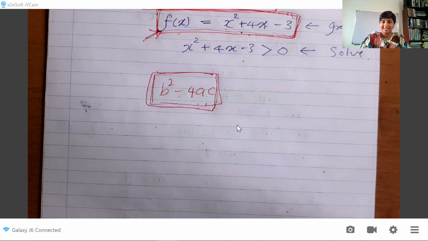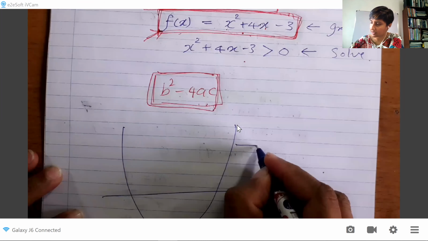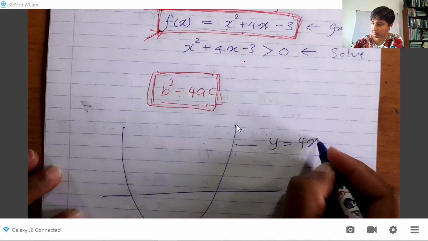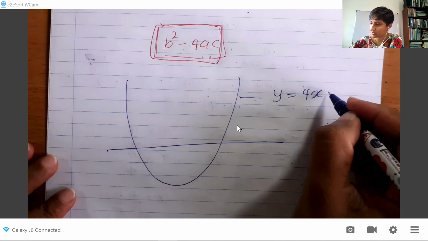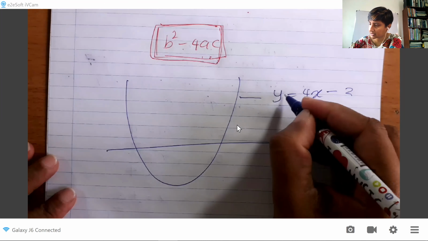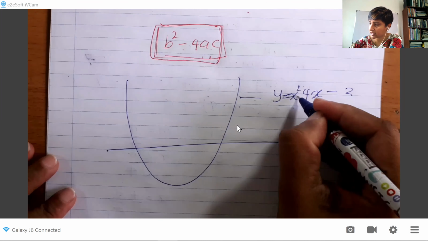The question was: the solutions, do they represent the x-coordinates of the graph? Yes, they are. Say this is your y equal. I'm just sketching, so this will not be exact. Sorry, x squared plus 4x minus 3.